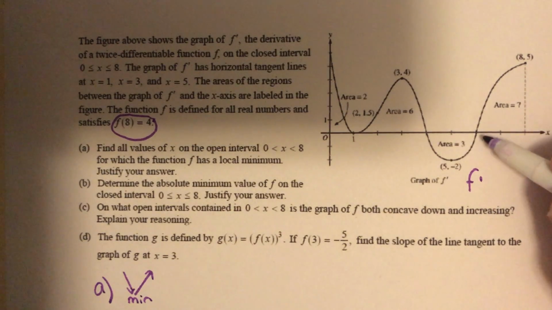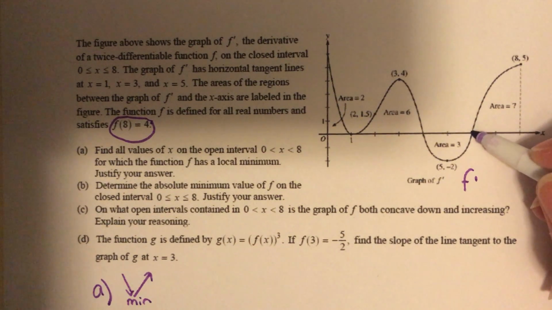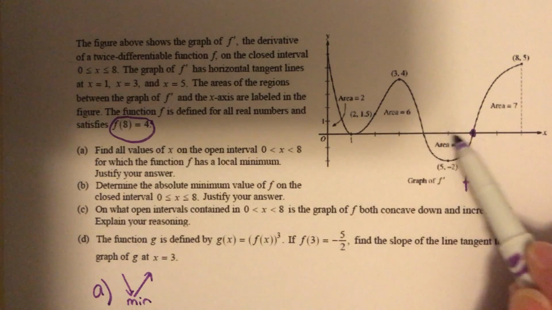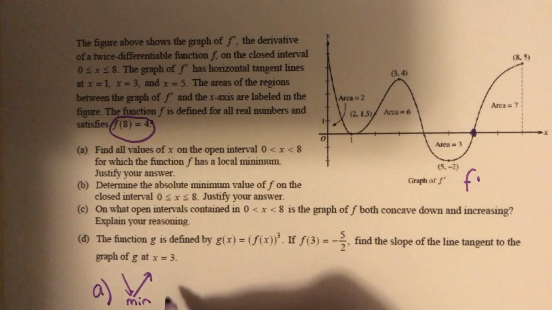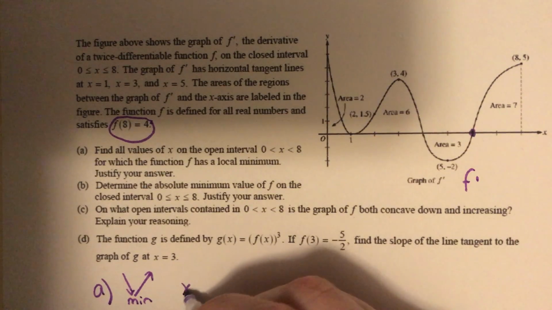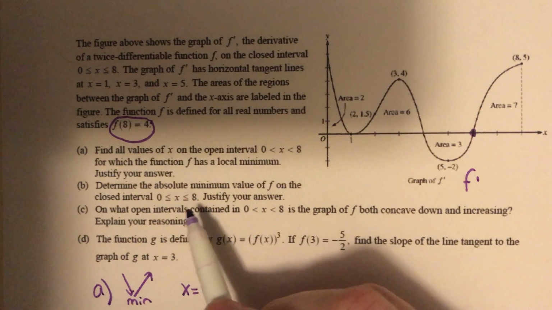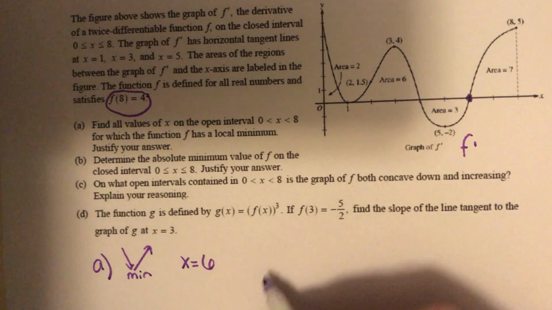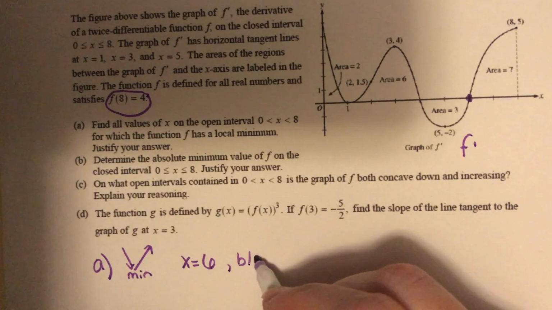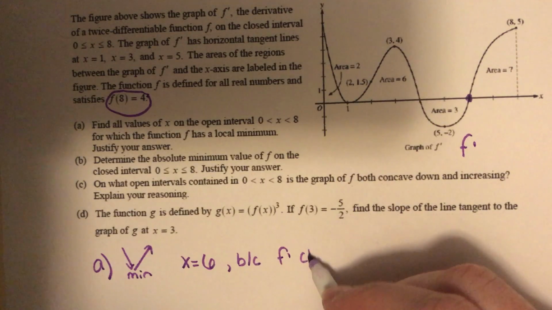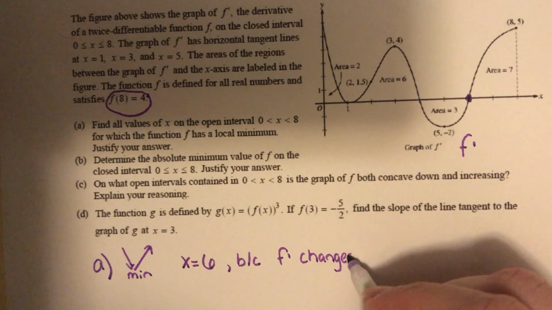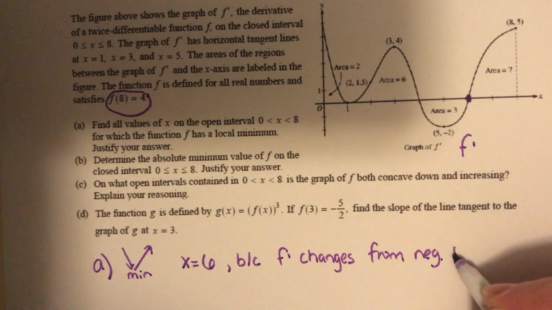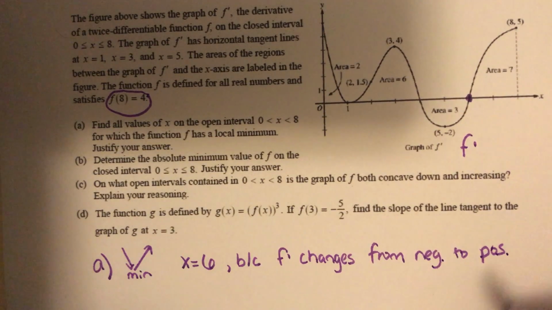So right here on the graph, our slope goes from negative to positive. The name of that point is 1, 2, 3, 4, 5, 6. So I would say x equals 6, and it says to justify our answer. So we're going to have to come up with a reason using calculus. And that's because f prime changes from negative to positive.